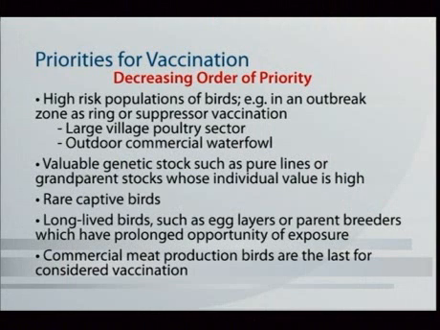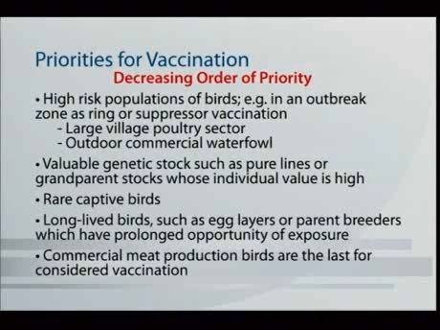It also may be helpful in outdoor commercially reared waterfowl in reducing their potential to become infected because of the risk of exposure. A second priority, which would be a little bit lower than the high-risk population, are populations of commercial birds that have a high value, such as genetic stocks of pure lines or grandparent stocks. Because of the high individual value of these birds and the difficulty to replace or replicate them, vaccination may be useful in situations where the risk is high.